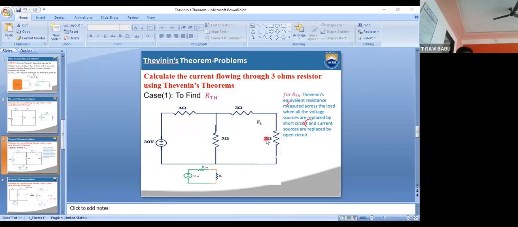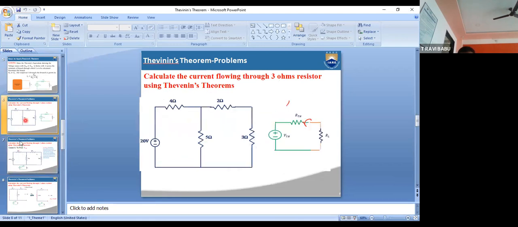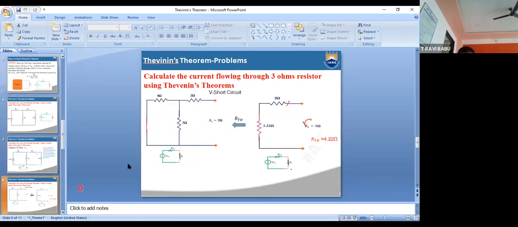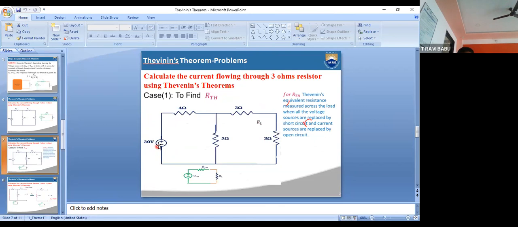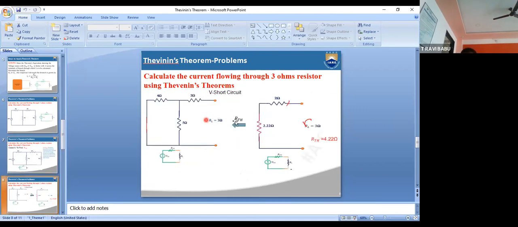In this next slide, see this one. So I am removing this 3 ohms resistor. After that, I am calculating the second point, RTH. How can you calculate the RTH? By removing this load resistor. After that, voltage sources will be short circuited. See in the previous diagram, 20 volts will be there. So this 20 volts is going to be short circuited. In this way, you have to calculate the RTH value.